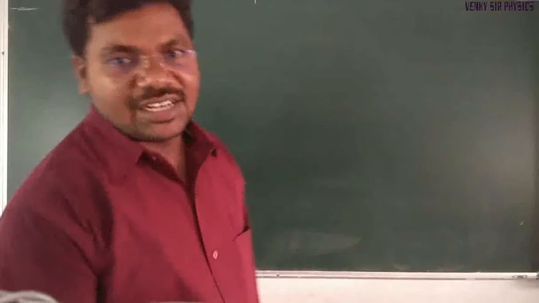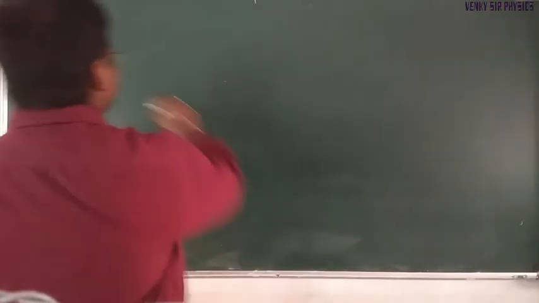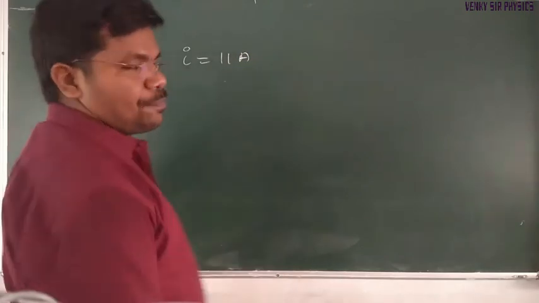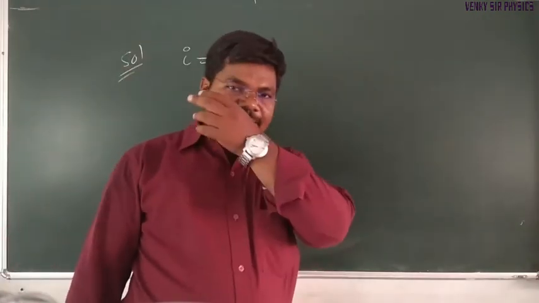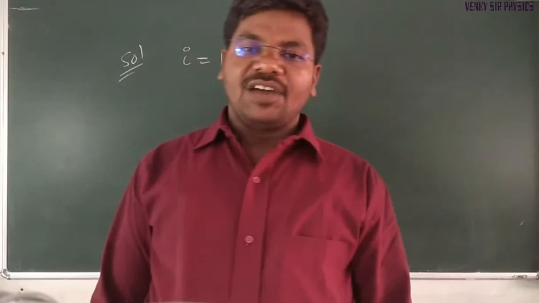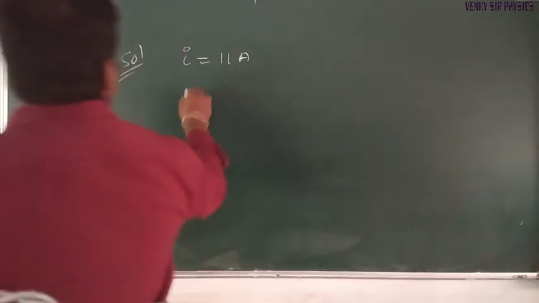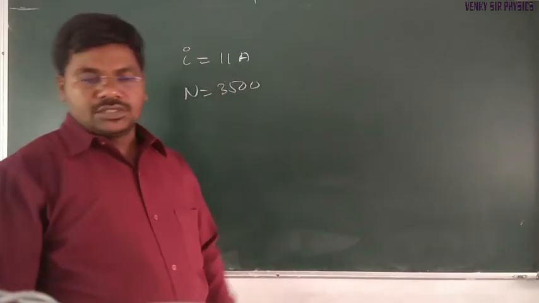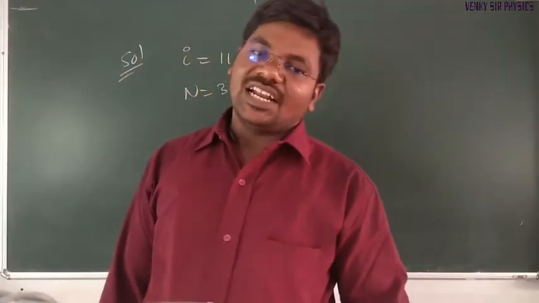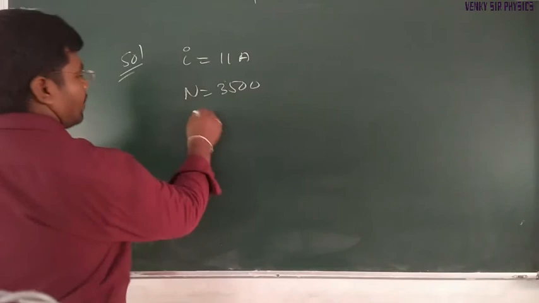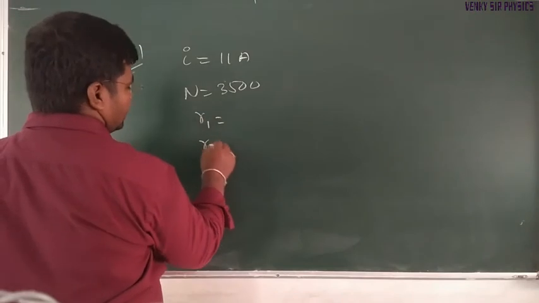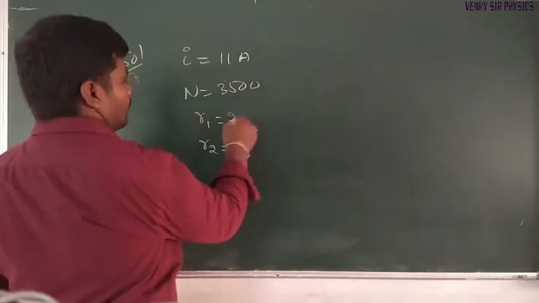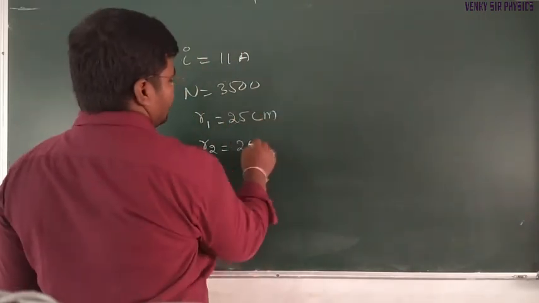Given current I is equal to 11 amperes, and number of turns is 3,500. So we know that the toroid has inner radius R1 and outer radius R2, given as 25 centimeters and 26 centimeters.